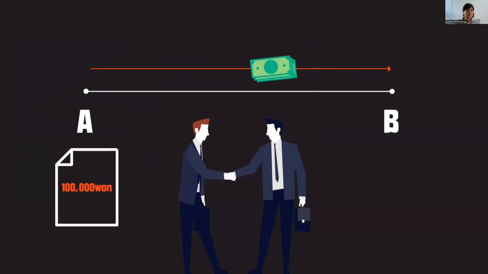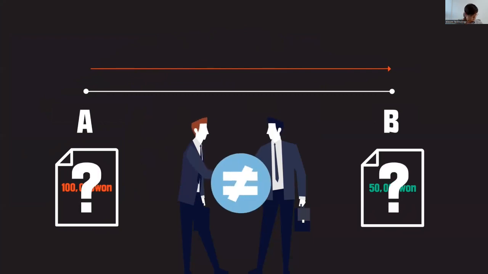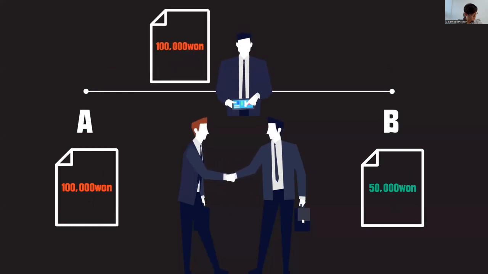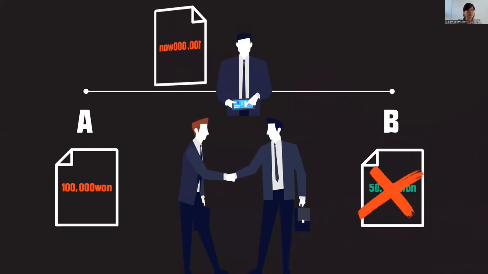Let's assume A lent $100 to B. A honestly recorded this on a ledger, and B dishonestly recorded that B received $50. In this case, how can we tell which ledger is reliable? Here, the third party appears to guarantee the transaction. The third party intervenes in the middle and records the transaction of A and B. The truth can be distinguished based on the ledger the third party makes the record on.